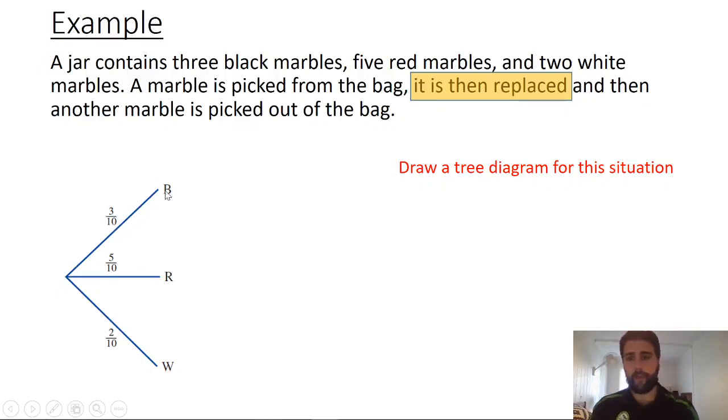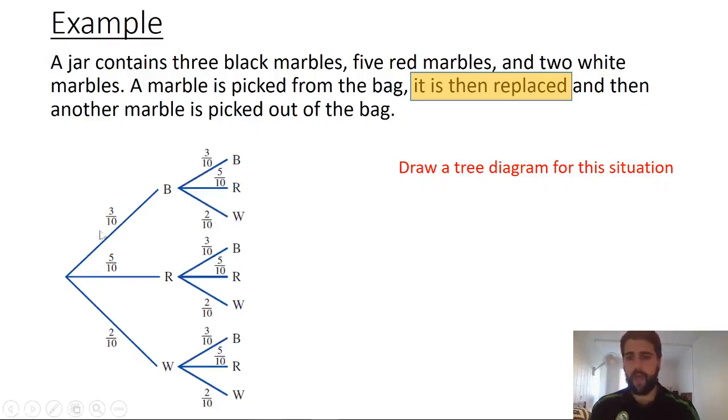Because we put the marble back in the bag, we've still got 3 black marbles, and we've still got 10 marbles in total. So what it means is that the probability of the next event is exactly the same as the probability of the first event. The probability of picking a black in the first event is the same as picking a black in the second event. So we can draw our tree diagram, and we can use this tree diagram to calculate some probabilities.